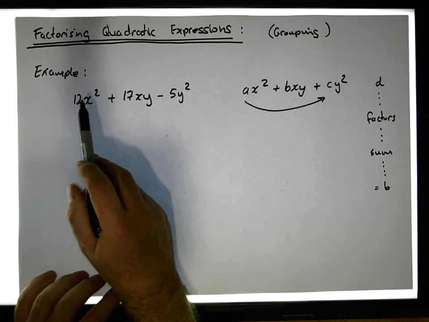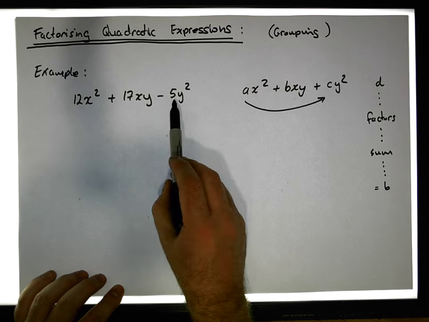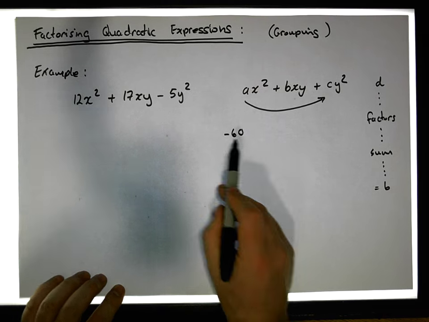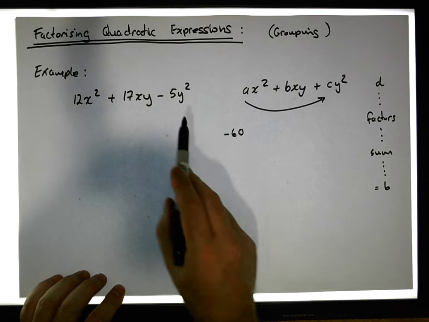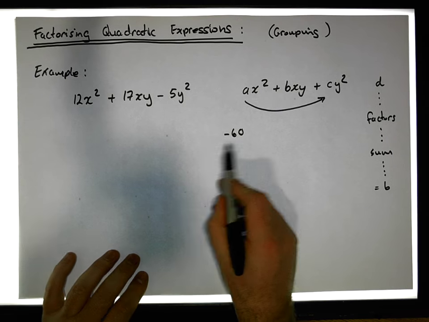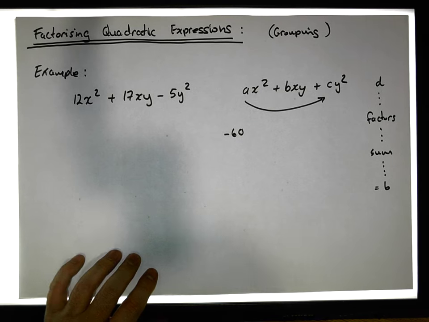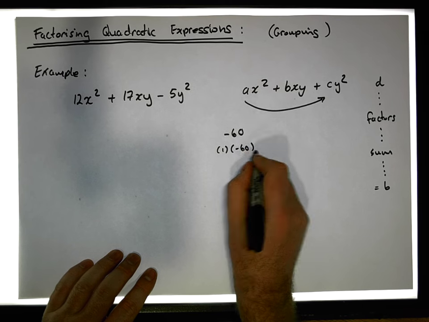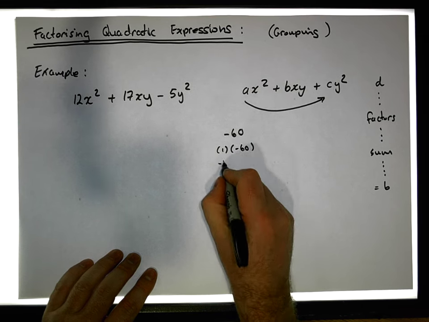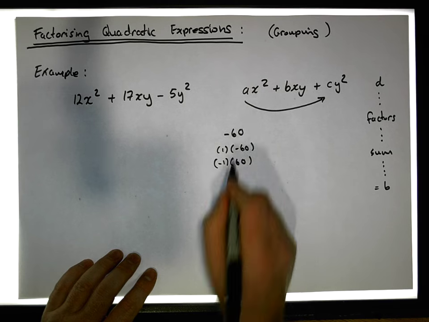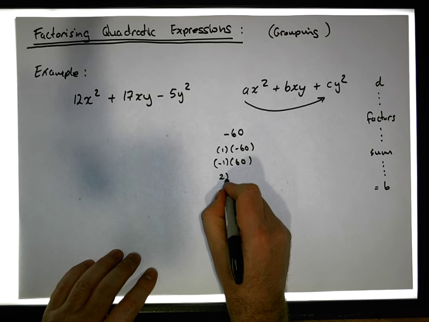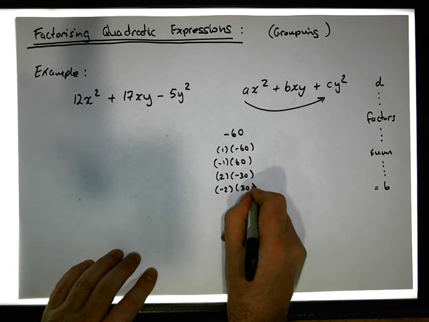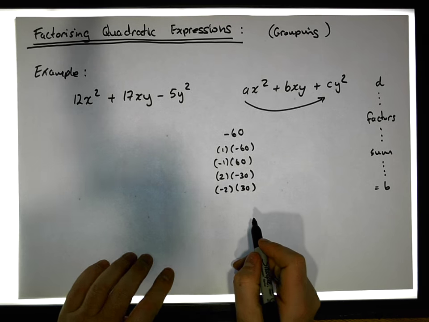So let's do this. We have 12 times minus 5, which gives us minus 60. It's important that we recall that this is actually a negative number. So we need to list all the factors for minus 60, and I'm sure there's going to be a fair few of them. 1 times minus 60 multiplies to give us minus 60. Minus 1 times 60 gives us minus 60. We have 2 times minus 30, and minus 2 times 30. They all multiply together to give us minus 60.